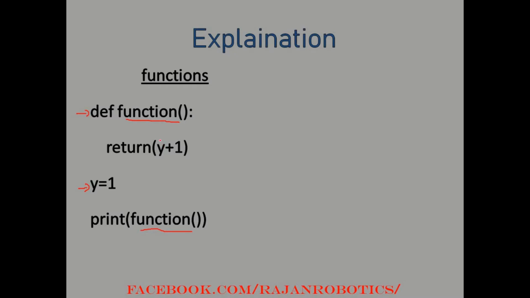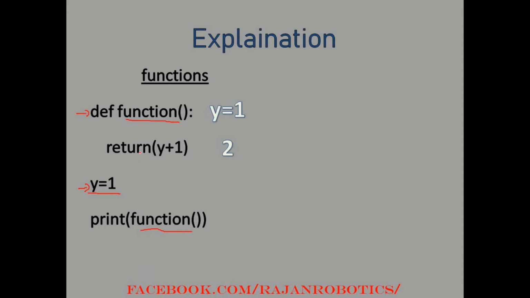When the function is called, by default it will get y equal to 1. Even though it is defined after the function, the value is declared before the function call. So the function takes y equal to 1. When it says return y plus 1, y value is 1, so 1 plus 1 is 2, and it returns 2 to the function call.